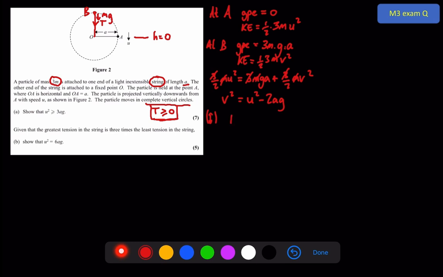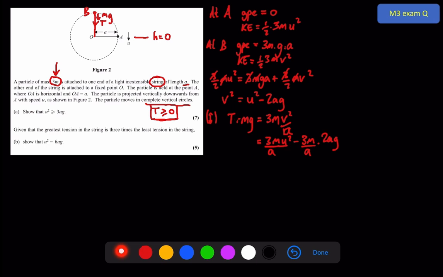So at B I've got T plus mg, both acting in the same direction, is equal to mass 3m times the acceleration. Obviously I'm going to use v squared over r as the form of acceleration in this case, and I know r is a. Substituting in for v squared gives me 3m over a times u squared minus 3m over a times 2ag. And the reason why I circled this at the beginning is because I know I'm prone to write m for mass, which I've done here.